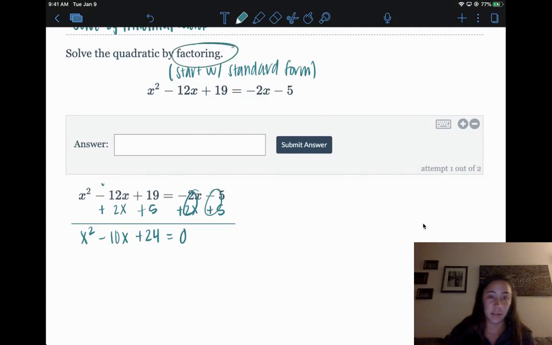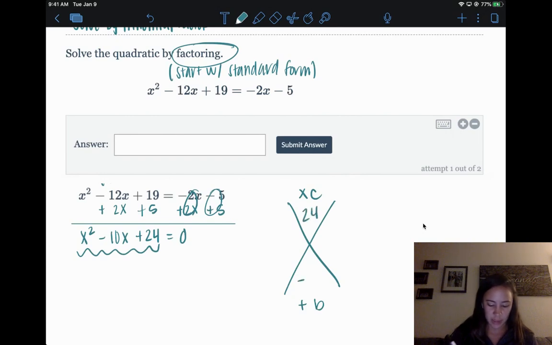Now we want to factor this trinomial. Remember, we want two numbers that multiply to c but add up to b. Well, c is 24, so they multiply to 24 but add up to negative 10. The only things I can think of are 6 and 4. Positive 6 and positive 4 multiply to 24, but they have to add up to negative 10, so these both have to be negative. A negative times a negative is a positive, and a negative plus a negative is still a negative, so that works out. That means our two factors are x minus 6 and x minus 4 is equal to 0.